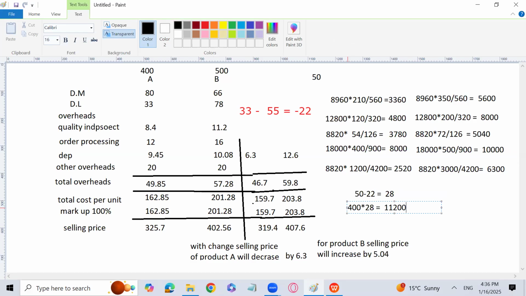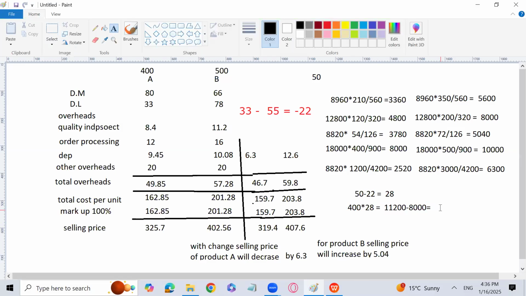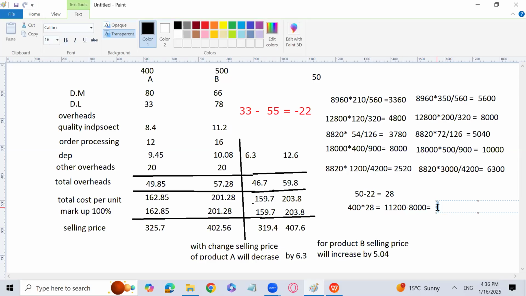But having said this, one of the overhead costs has also increased. It was 8,820, but now it has increased by 8,000. So 11,200 minus 8,000, because of manufacturing product A in our own factory. So the overall benefit is going to be 3,200. So according to this, we are getting a profit of 3,200. So we will go for this option because it will increase the profit by 3,200.